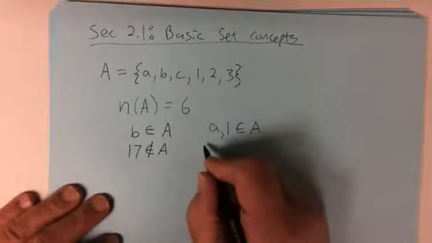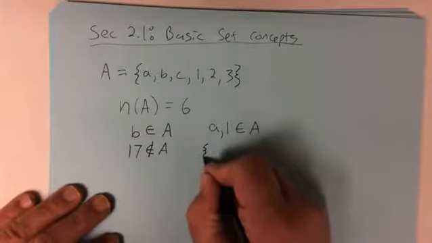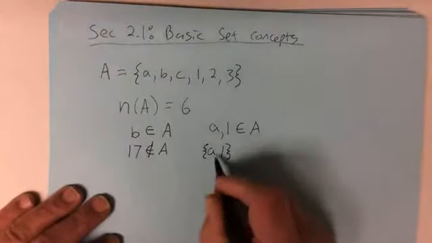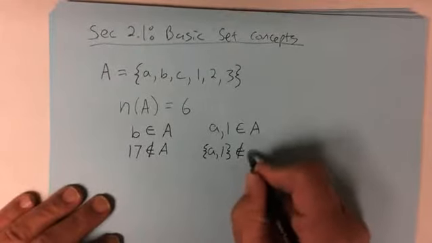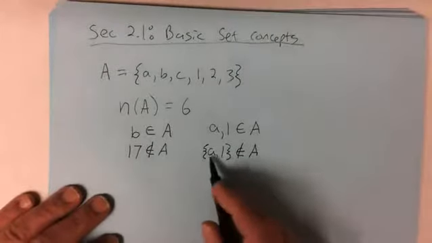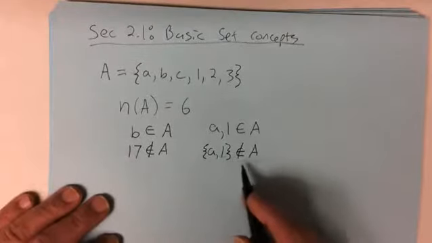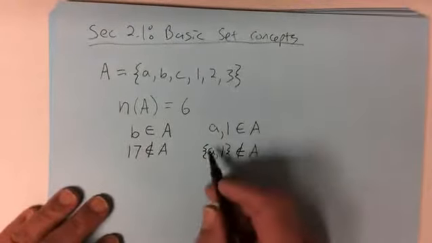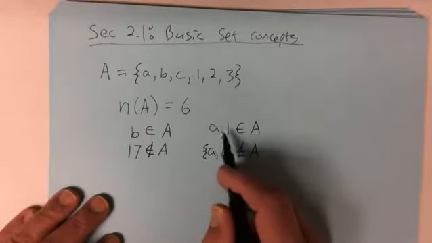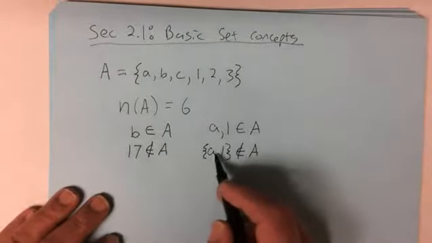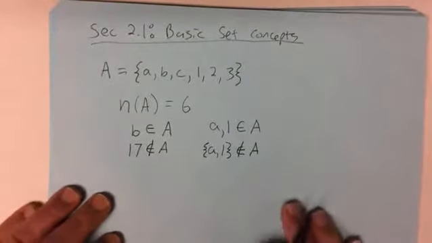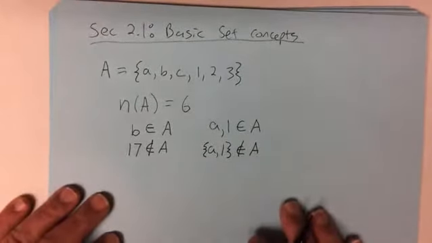But one thing is you want to make sure that you don't put this in brackets like this. Okay, this would not be an element of set A. This would actually be a subset of set A, and we're going to talk about that in the next section. So the elements are just A and 1, but you wouldn't put brackets around it. If you put brackets around it, then it would not be an element of set A.